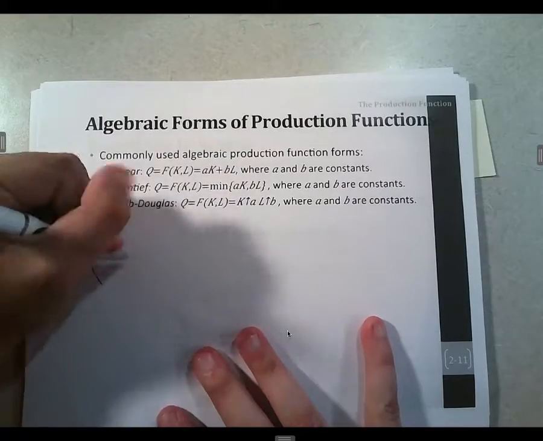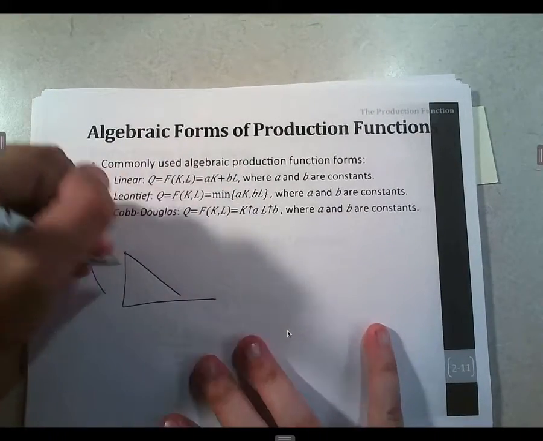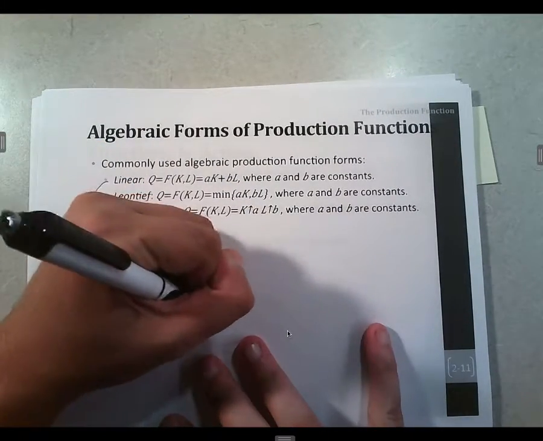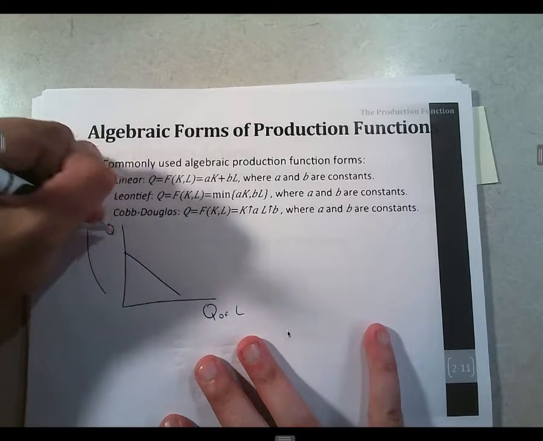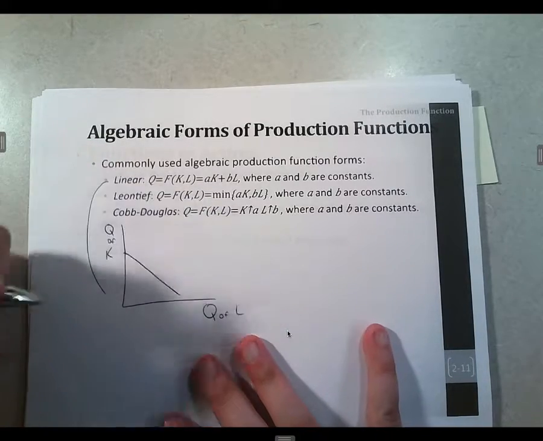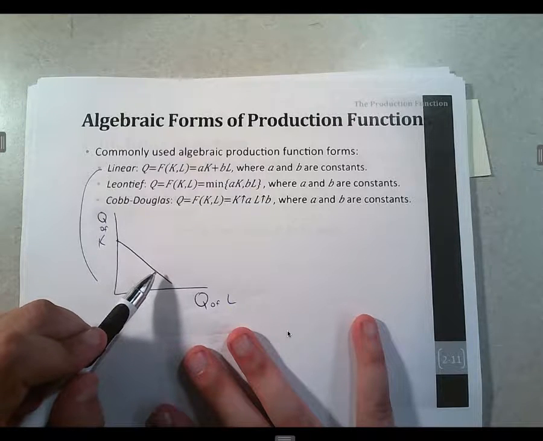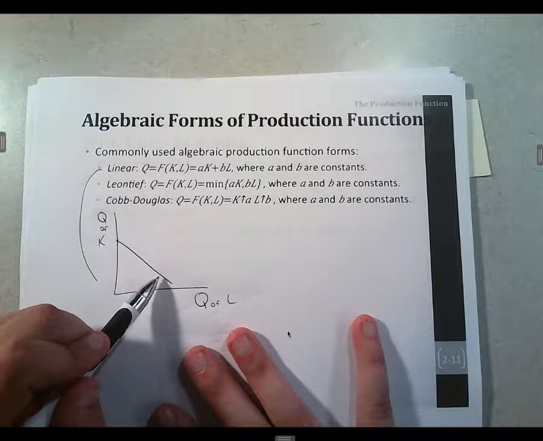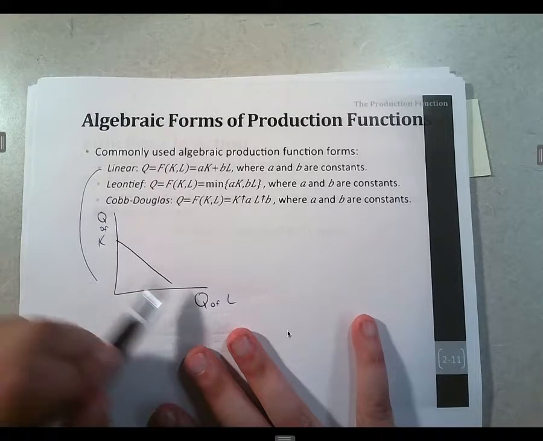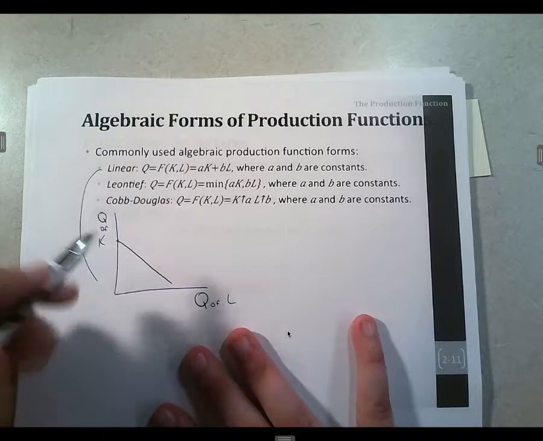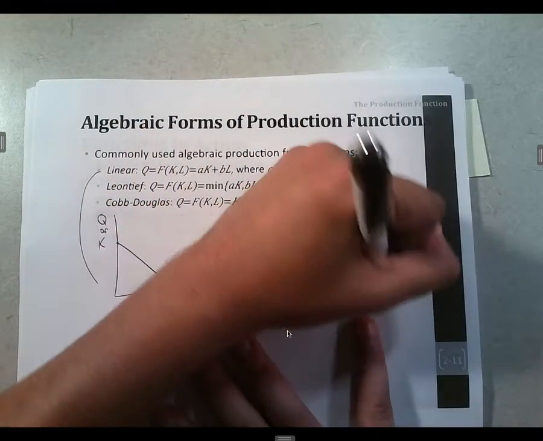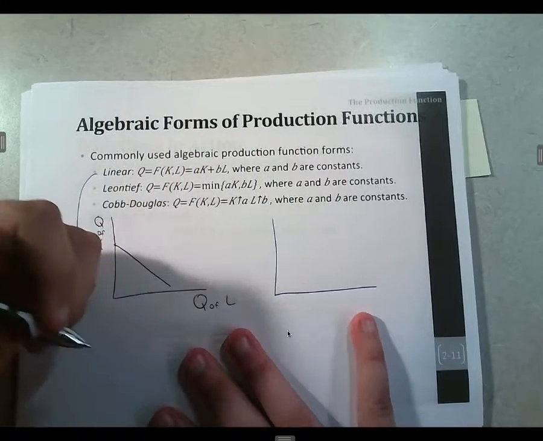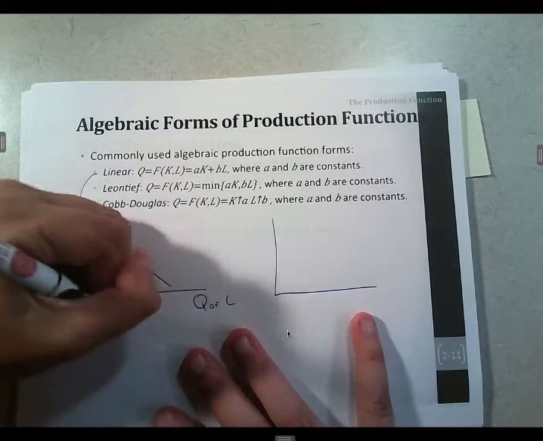The first would be a linear production function, quantity of labor, quantity of capital. Here, I could have my labor inputs and capital inputs be substitutable to each other. Perfectly, I guess you could say.